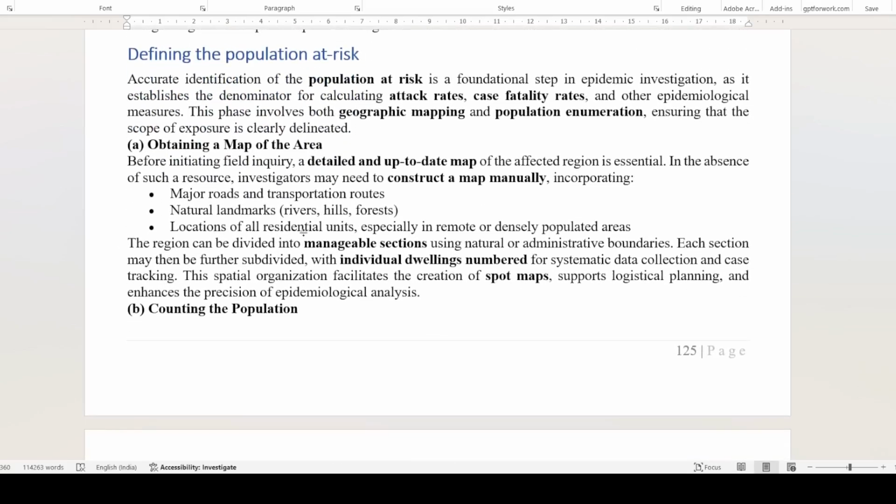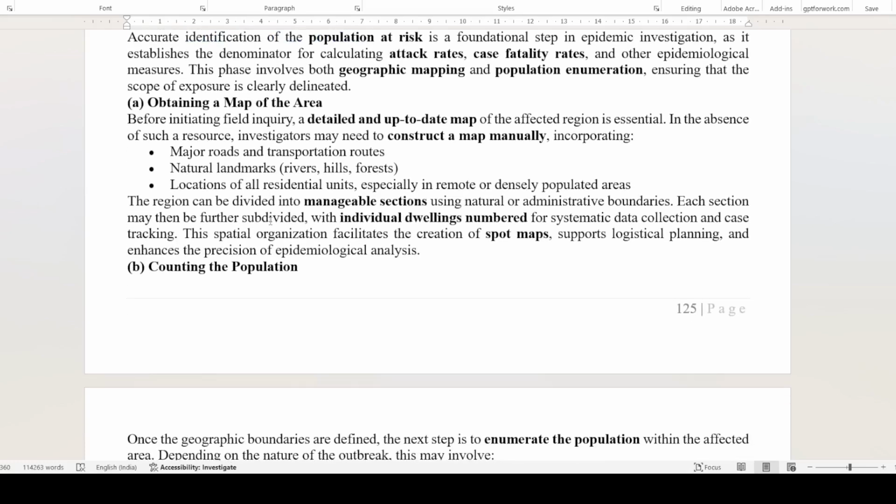Then we have to define the population at risk. First we calculate certain rates and ratios, like attack rates and case fatality rates. Then we do geographical mapping and population enumeration. We construct a detailed, up-to-date map manually, showing major roads, routes, manageable sections, and individual dwelling numbers for systematic data collection, and then we see what area is being affected.